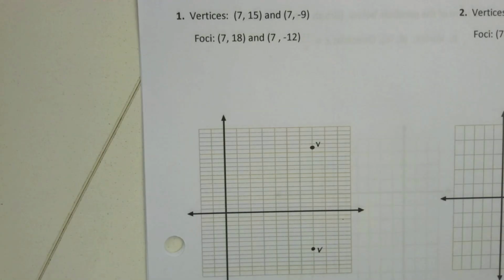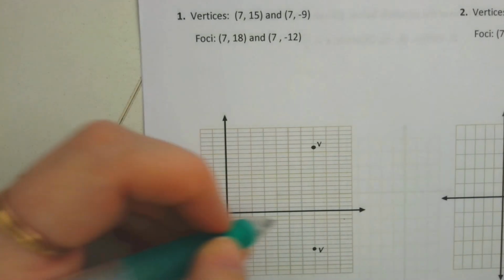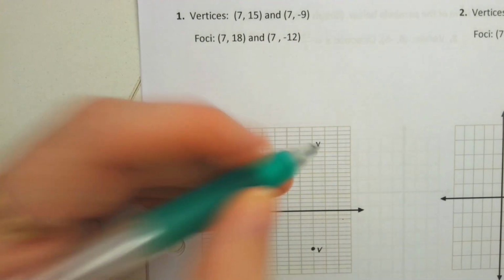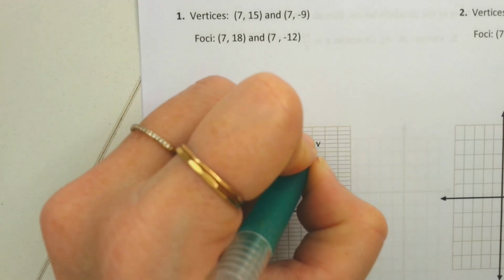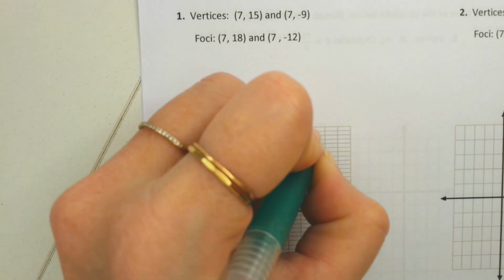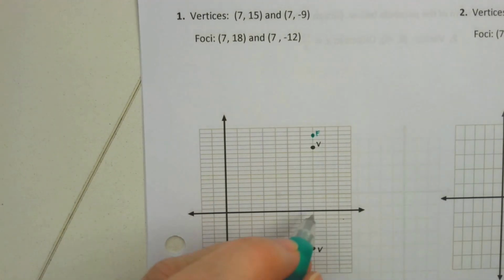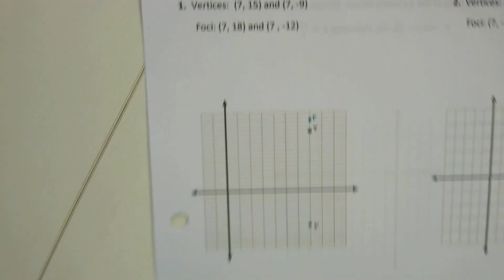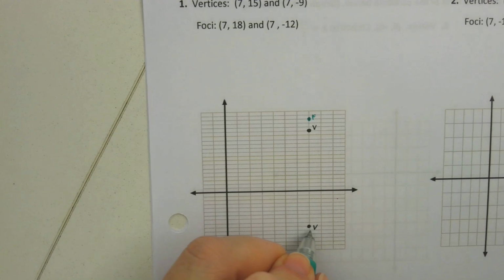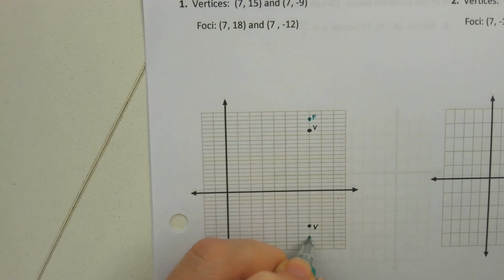Okay, and I'm also told foci, one is at (7, 18). So 15 was right here. 16, 17, 18. And the other would be at (7, -12), which should be 3 under the other one. 10, 11, 12.